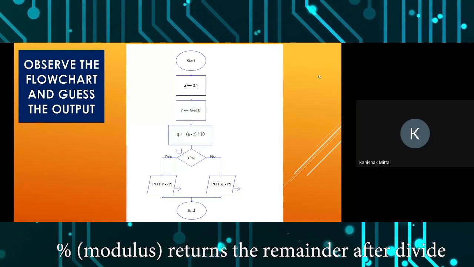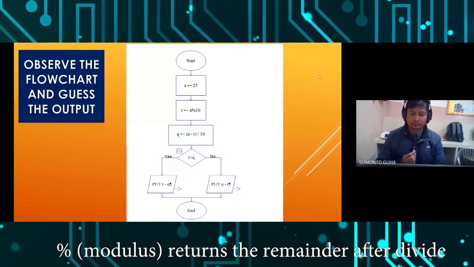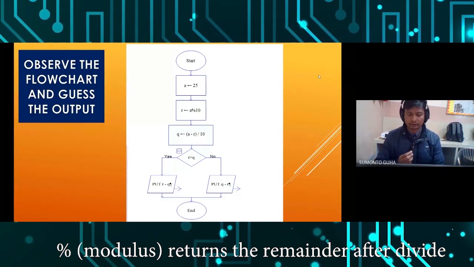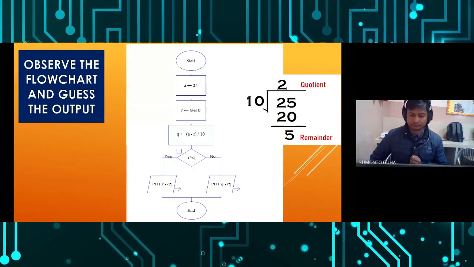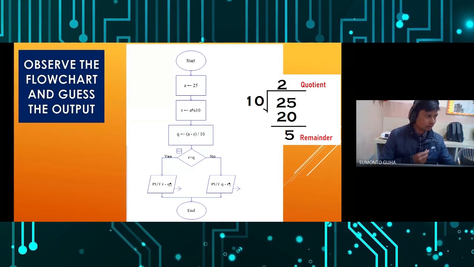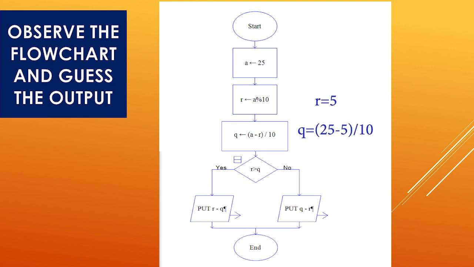Right answer. It is a percentage symbol. It is a modulus operator. Modulus means remainder. So when you divide 25 by 10, you will get 2 as the quotient and 5 as the remainder. So here in Q, the first 5 is deducted from A. That is 25 minus 5, which is 20. 20 divided by 10 is 2. So Q is 2, R is 5 because R is the remainder.